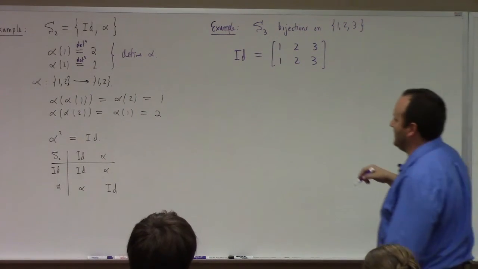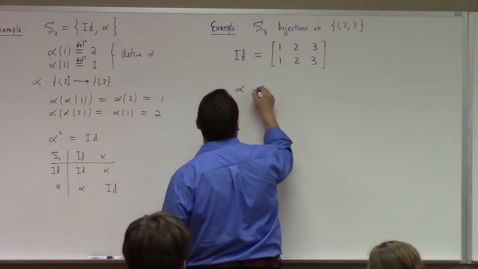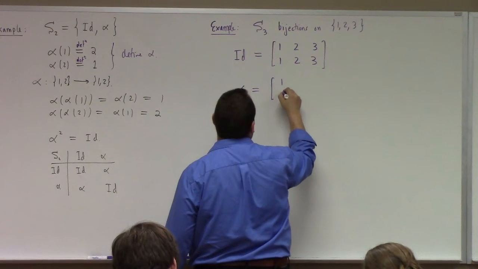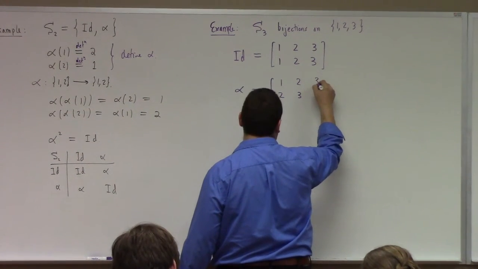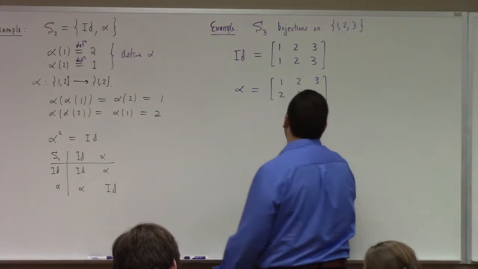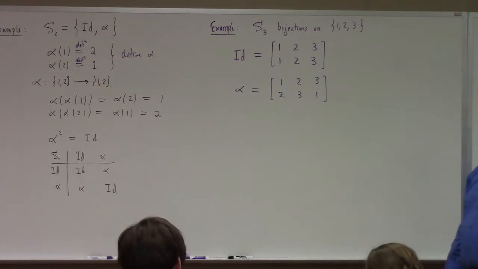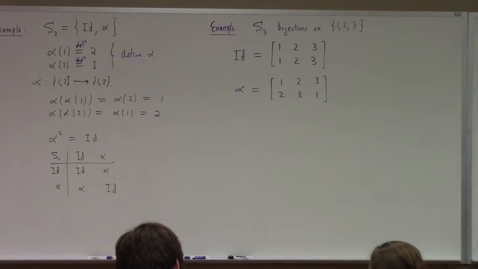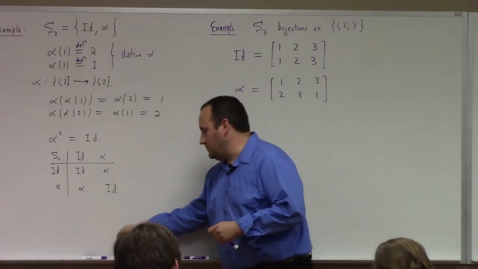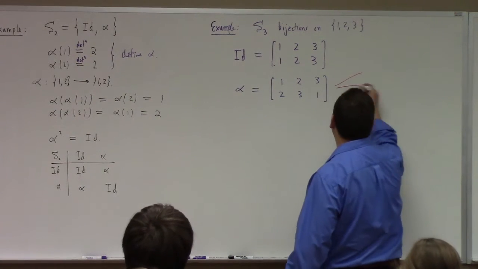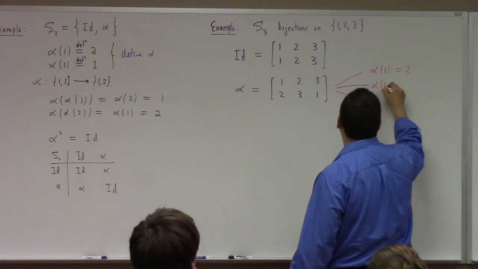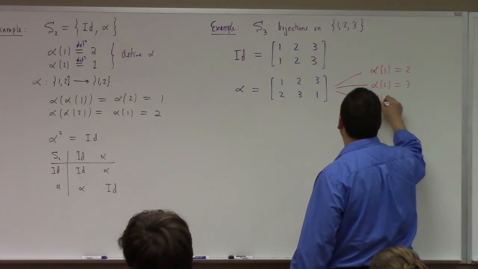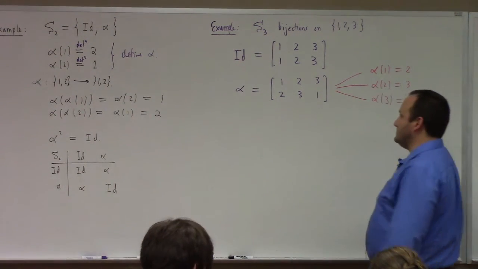Kind of hard to see how this is working. Let me do an alpha, non-identity one. How about this? 1 goes to 2, 2 goes to 3, 3 goes to 1. So this notation, all right, what this means is 3 things at once. It's alpha of 1 equals 2, alpha of 2 equals 3, alpha of 3 equals 1.